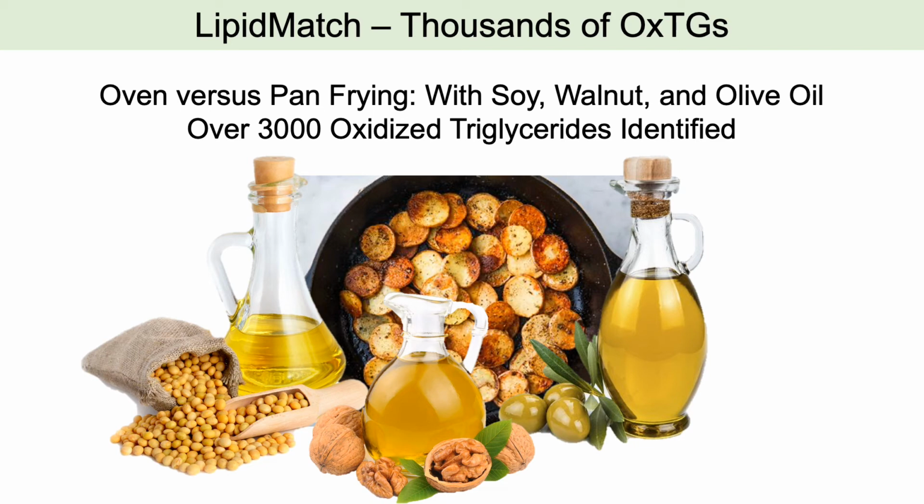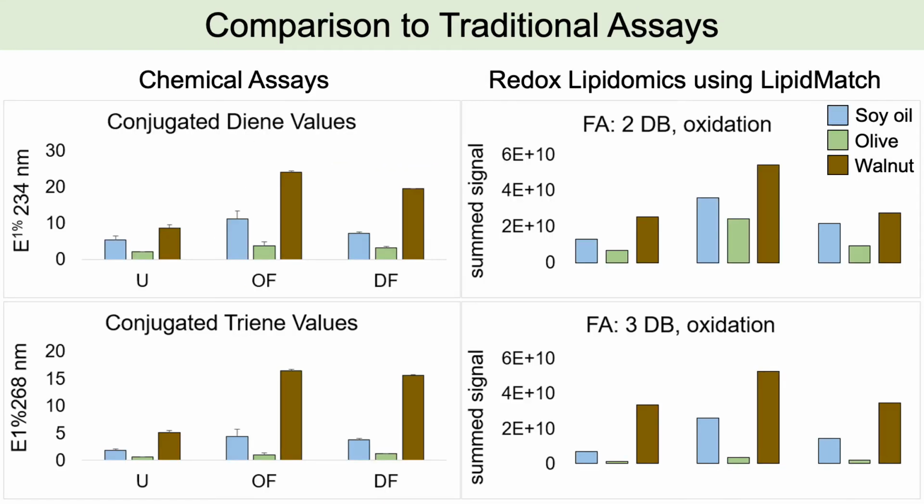So for example, we did an oven versus pan frying with Mira's lab, and we compared oxidized lipids in soy, walnut, and olive oil using these 2 different cooking techniques. We were able to identify over 3,000 oxidized triglycerides, although not all of these were separated by chromatography, although they were separated by MSMS fragmentation. We then wanted to see how confident our identifications were of these oxidized lipids.